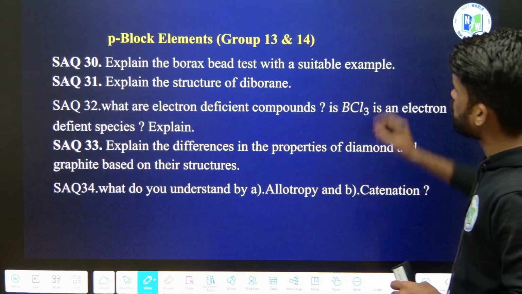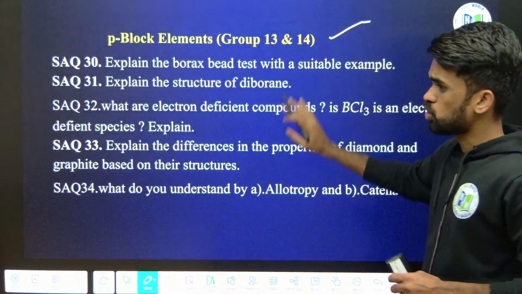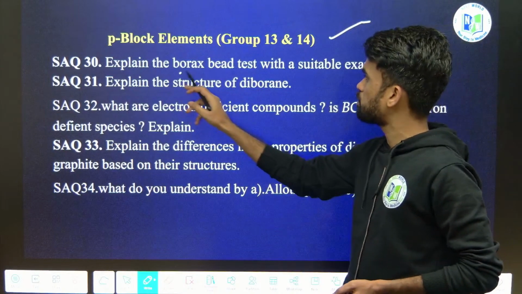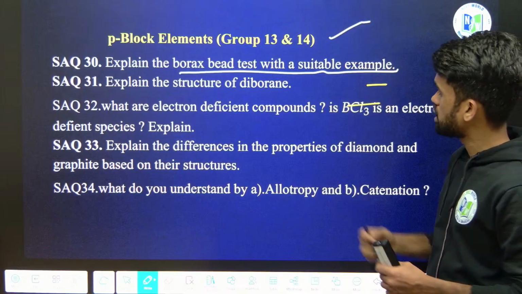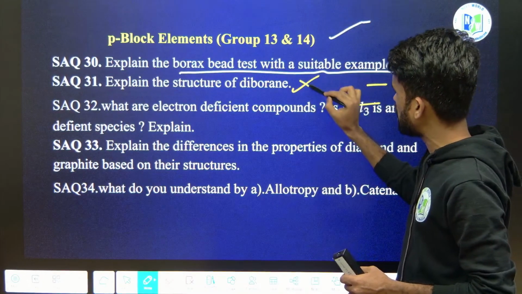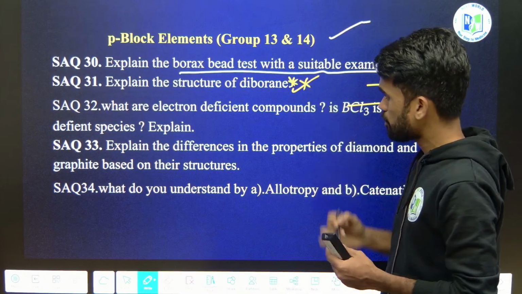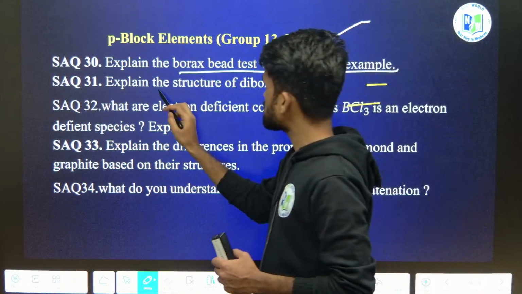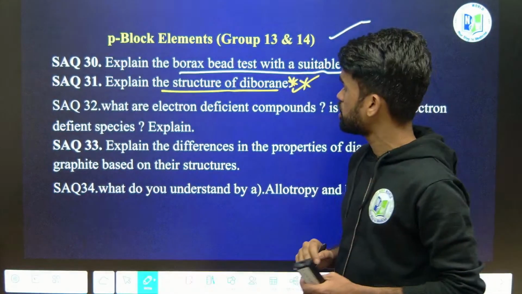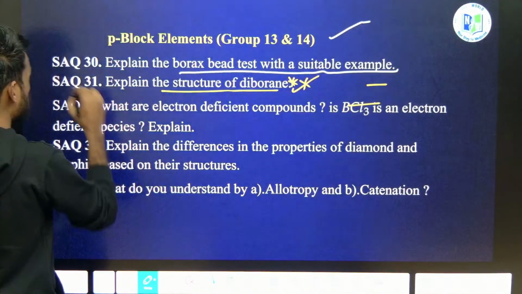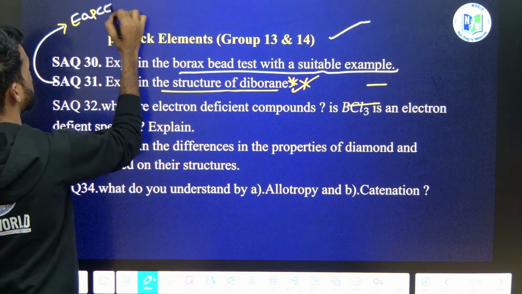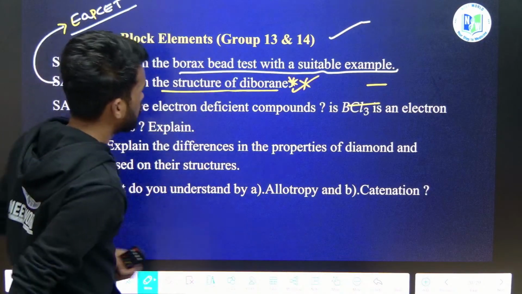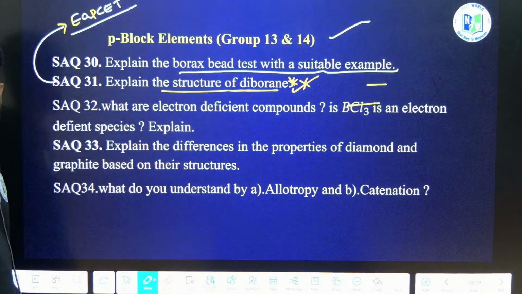Then next, from p-block elements, these are the questions: what do we mean by the borax bead test, explain with a suitable example. Next, the structure of diborane, very important. Even in IPE they will ask this diborane question, or the same concept can be used for your EAPCET also, because for EAPCET this is a favorite topic from the 13th group elements.